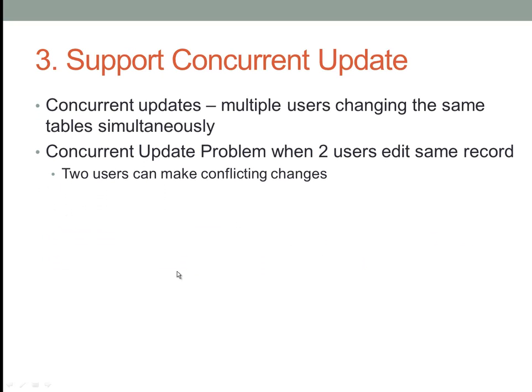The next one they talk about is the ability to support concurrent update. Concurrent update is when you have multiple users changing the same tables simultaneously. There can be problems when two users are trying to edit the same record because those users can make conflicting changes. So imagine for a minute that you've got two different people who take phone calls from customers calling in to make simple address and telephone changes.